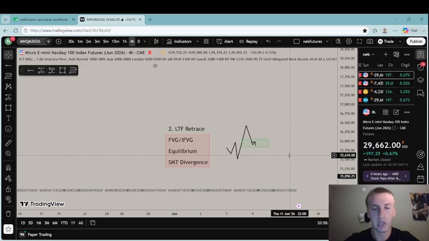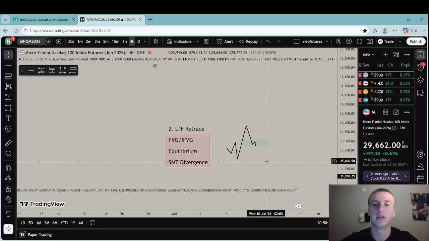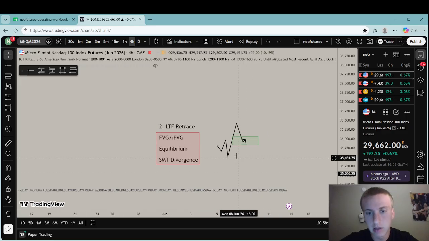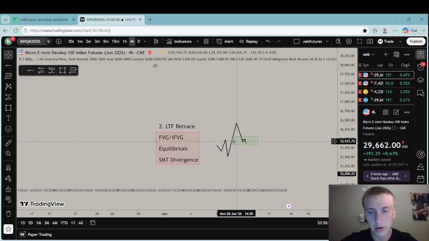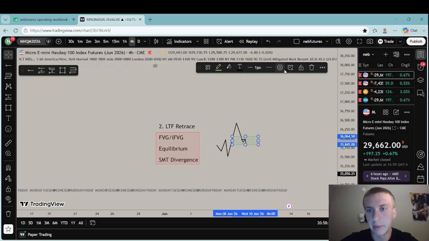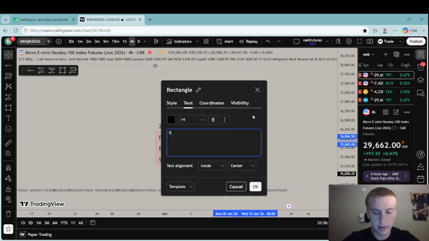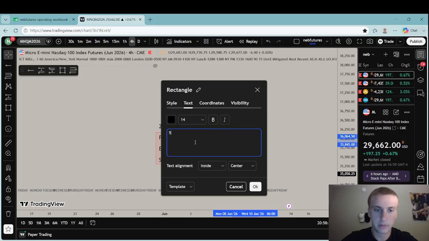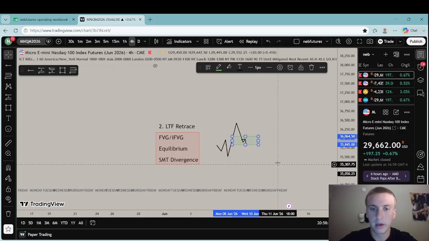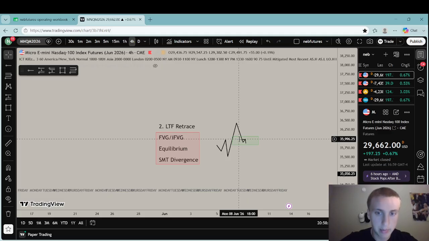Then we can look for our low time frame retracement. Okay, we're already looking for longs. We're moving upwards, right? We got the liquidity sweep here. We're going up. We're looking for a retrace into a 5 or 15 minute fair value gap. That's what this is, 5/15. I know it's going to look messy, but anyways. Okay, retracing into the 5/15 minute fair value gap.